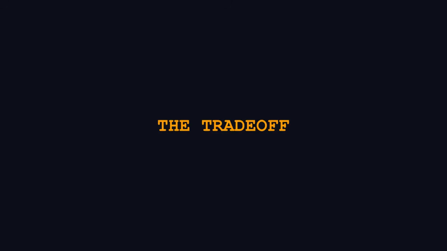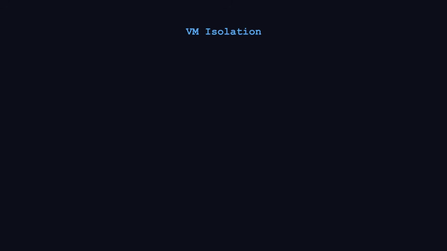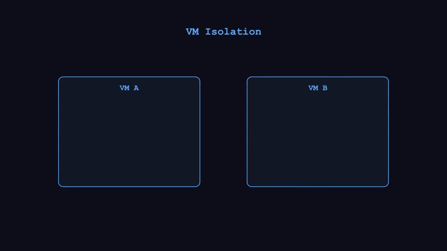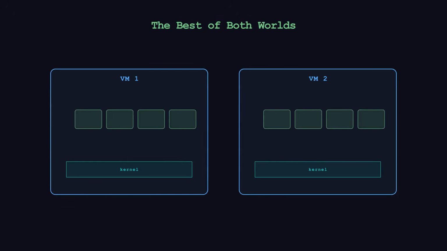But here's the trade-off. Every container shares the same kernel. If the kernel has a vulnerability, every container on that host is exposed. VMs provide stronger isolation because each one runs its own kernel. Containers can be hardened with additional security layers, but the shared kernel is a fundamentally different trust model. That's why in production, it's common to run containers inside virtual machines. You get the isolation of a VM and the density of containers.